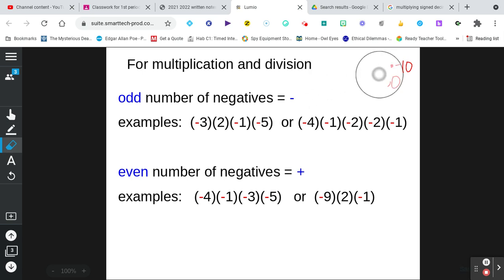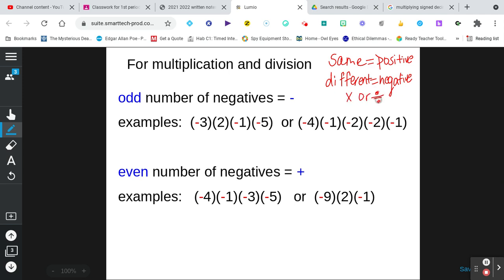Now, some of you are just going to remember that same signs will produce a positive, and that's if you multiply or divide. And different signs will produce a negative. This works only for multiplication and division. Keep in mind, for addition and subtraction, it's direction: same direction add, different direction subtract, okay? There's also another set of rules you can use for multiplication and division.